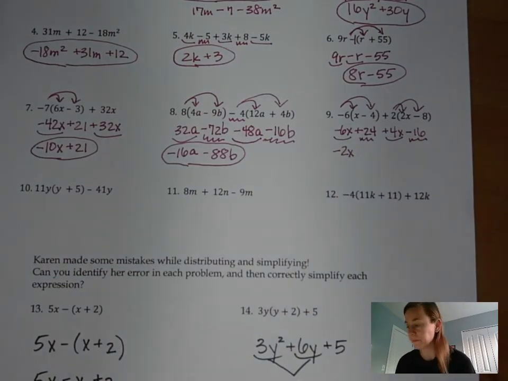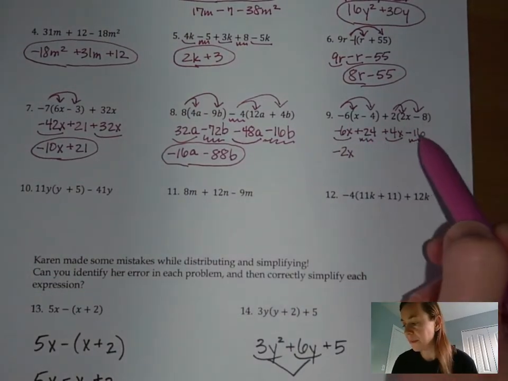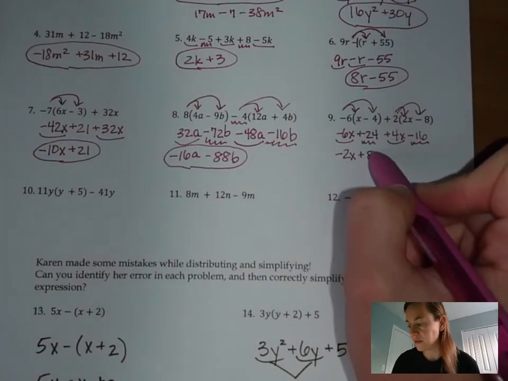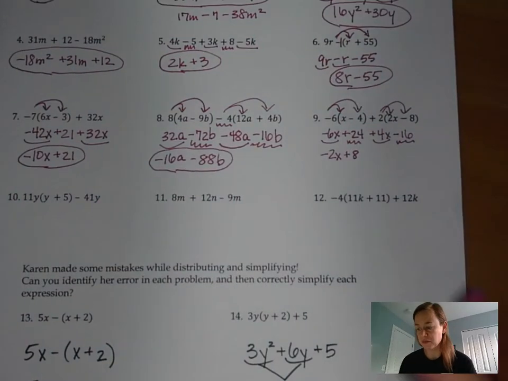Now let's do 24 minus 16, which is going to give us 8. It'll be a +8, so I'll write +8. And then we're done with that one.